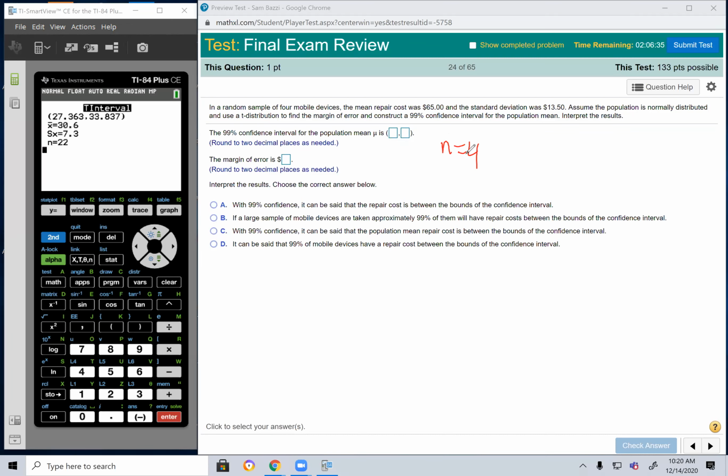The mean repair cost is $65, and the standard deviation is S. If he doesn't say population standard deviation, guys, just don't put sigma, it's S. Assume that the population is normally distributed. Find a 99% confidence interval and the margin of error.